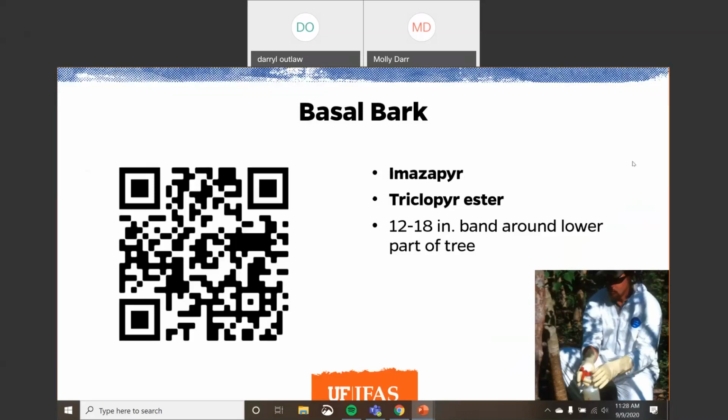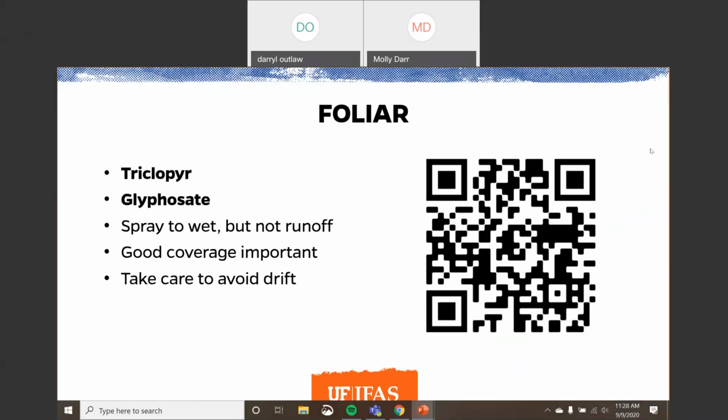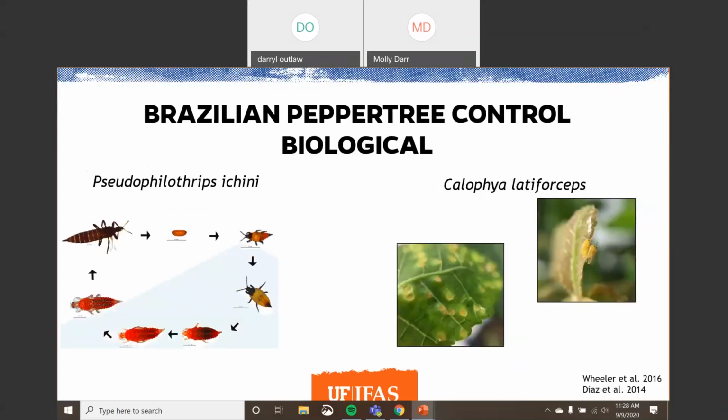Same QR code, same web page, but these are your foliar sprays. Triclopyr or glyphosate can be used here. You need to spray to wet, but not to run off. Good coverage is very important. If you don't get good coverage, you're not going to kill that tree. But with any herbicide, you need to take care to avoid drift. It's really difficult to get in there and do these foliar sprays.